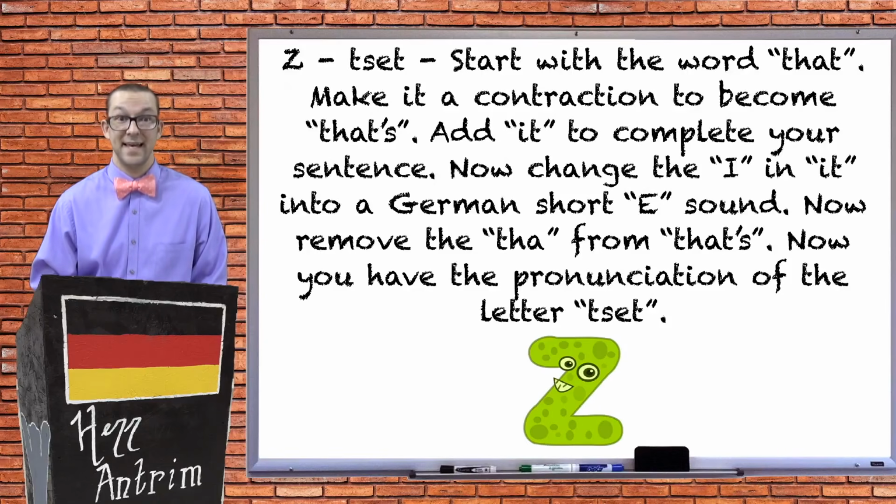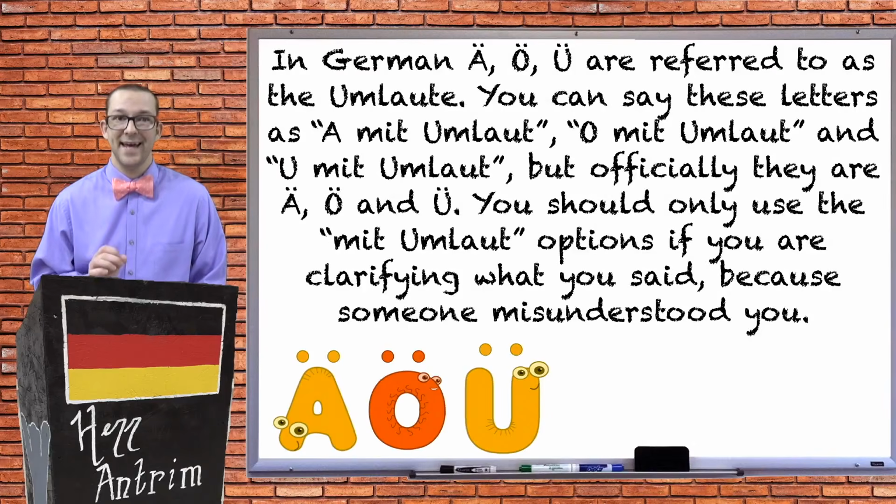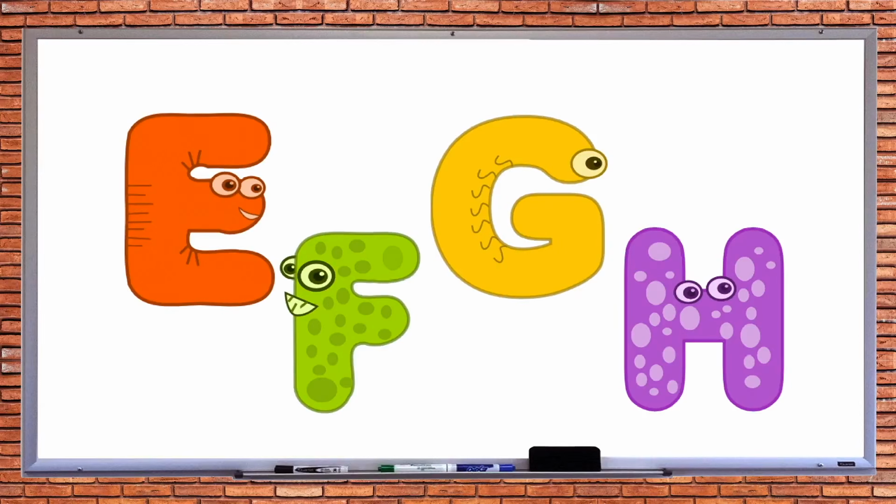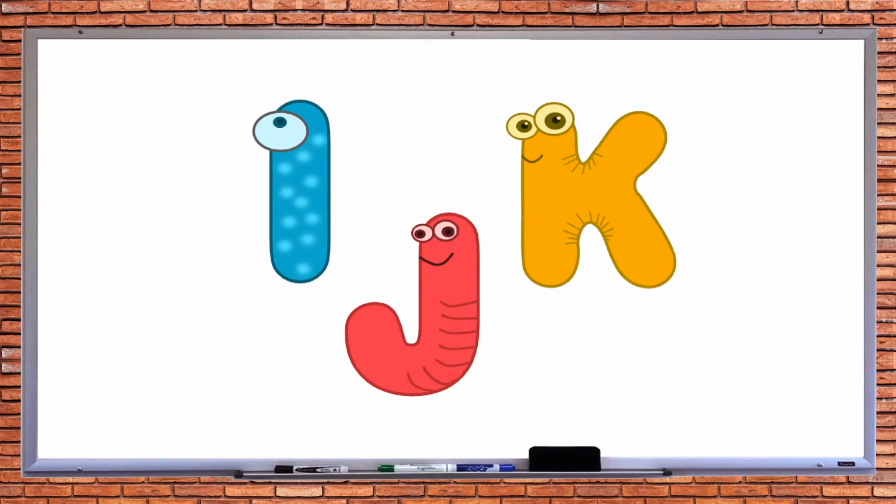Zet. In German, Ä, Ö, and Ü are referred to as die Umlaute. You can say these letters as A mit Umlaut, O mit Umlaut, and U mit Umlaut, but officially they are Ä, Ö, and Ü. You should only use the mit Umlaut options if you're trying to clarify what you said because someone misunderstood you.